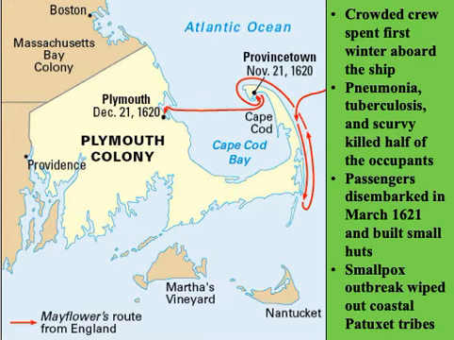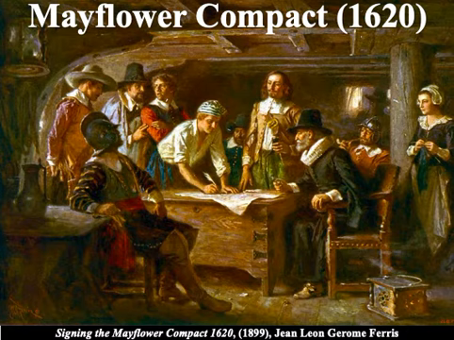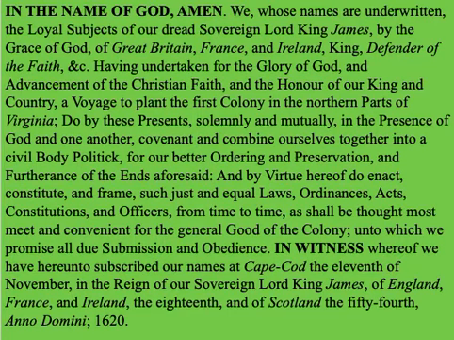When they arrive there, before actually getting off the ship, they sign the Mayflower Compact. We can think of the Mayflower Compact perhaps as one of the first political documents in United States history. It is an agreement, maybe a covenant. Some would say even a constitution, the first constitution in American history.